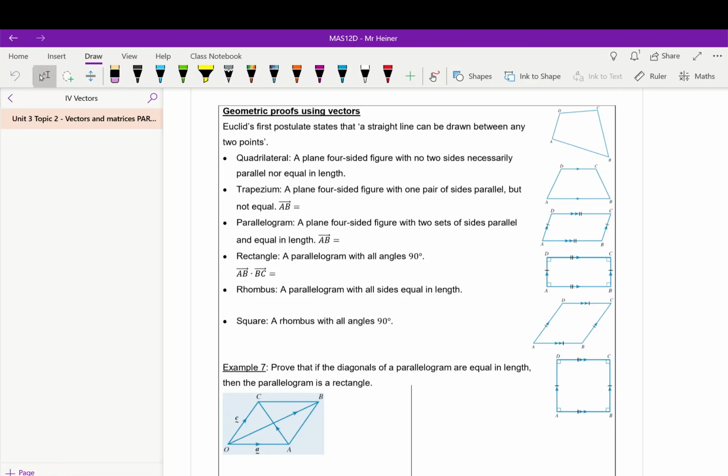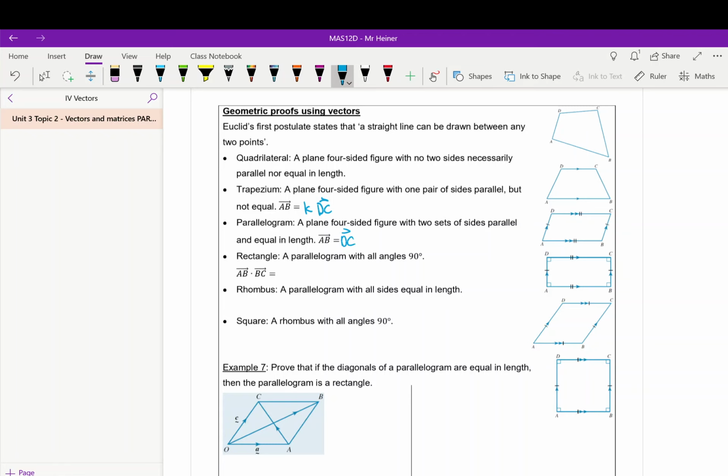So when looking at that through the lens of vectors, AB is going to be parallel to DC, and we know that two vectors that are parallel are just scalar multiples of each other. So AB is equal to k times DC. For a parallelogram, it's very similar. We've got a plane four-sided figure with two sets of sides parallel, but now we also have them equal in length. So instead of just being a scalar multiple of each other, they are indeed exactly equal.